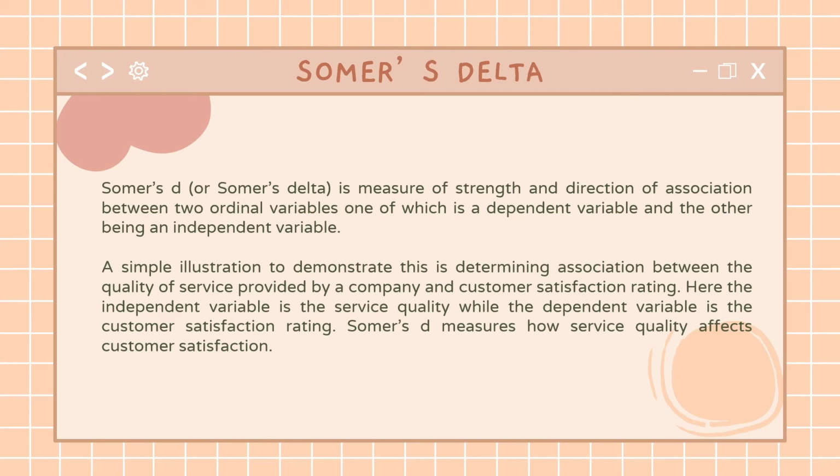So medyo similar siya sa Goodman and Kruskal-Gamma. Kaso nga lang sa Sommer's delta, meron na tayong ditong dependent at saka independent variable. And dito sinasabi natin na yung independent variable natin is may effect sa dependent variable. A simple illustration to demonstrate this is determining association between the quality of service provided by a company and customer satisfaction rating. Here, the independent variable is a service quality, while the dependent variable is a customer satisfaction rating. Sommer's D measures how service quality affects customer satisfaction.